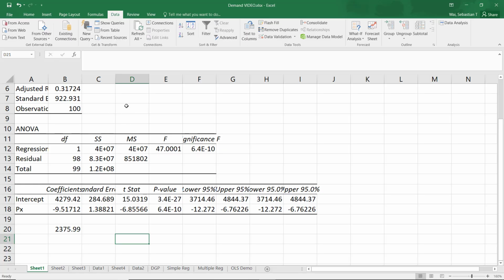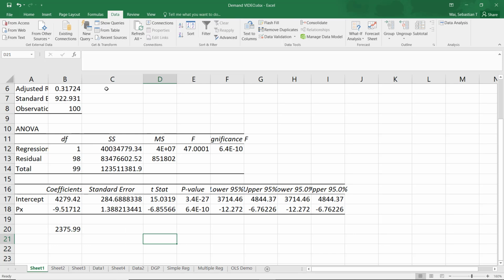Back over here in Excel, we're going to look at that original regression we did with data 1. The second column of the regression table shows the standard errors. In this regression, we estimated that the intercept is 4,279, and the standard error of that estimate is 284. Same thing for the price coefficient. We estimated that to be negative 9.5, and the standard error of that estimate is 1.38.